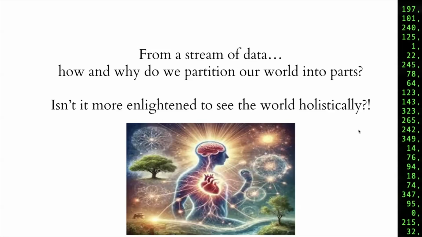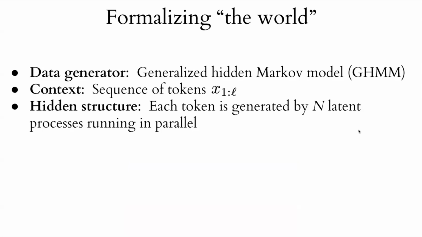So, let me get a bit into the way that we've chosen to formalize the problem, because it maybe feels so big as to be daunting. Let's say that there's some ground truth for what the world is, that we are going to be training a transformer on, and we're going to take an example of a generalized hidden Markov model for the data generator.